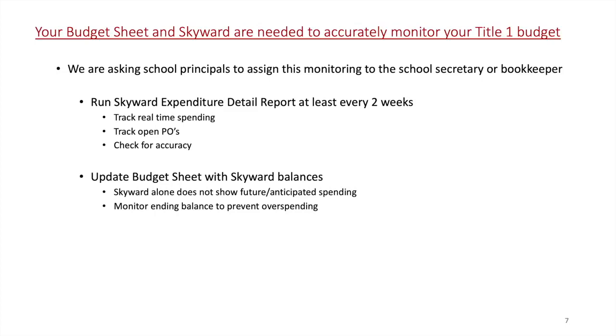The reason that I have shown the budget sheet on the drive as well as the Skyward reports is because both are needed to accurately monitor your Title I budget. We're asking school principals to assign this monitoring to either the school secretary or the bookkeeper, and we recommend accessing the Skyward Expenditure Detail Report at least every 2 weeks. This gives you real-time spending. It helps with tracking open POs, and it gives you the opportunity to check for accuracy.